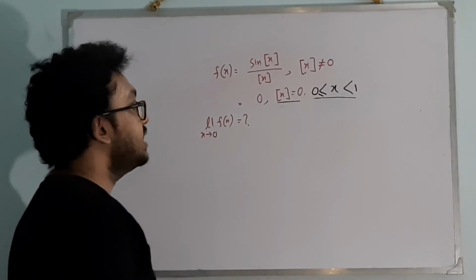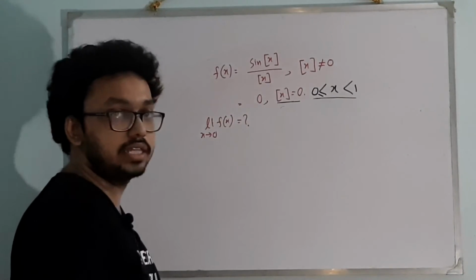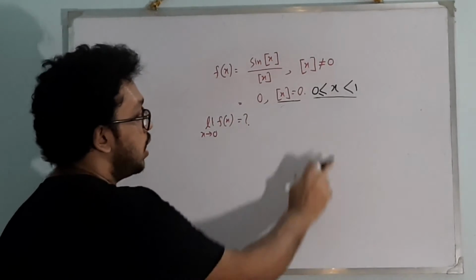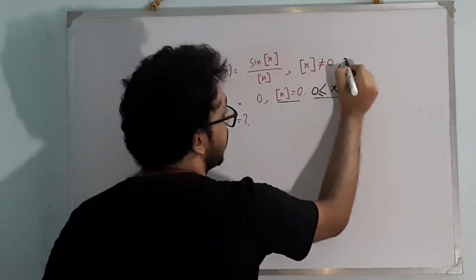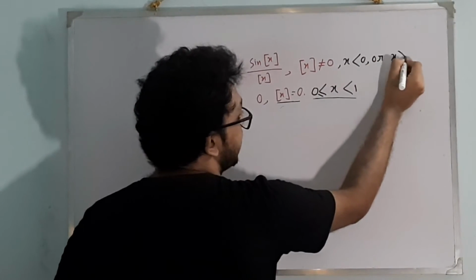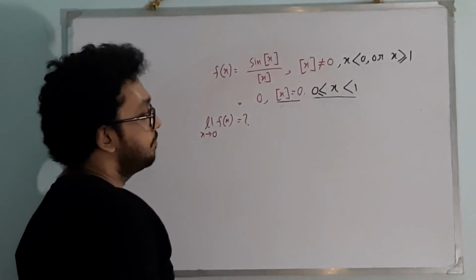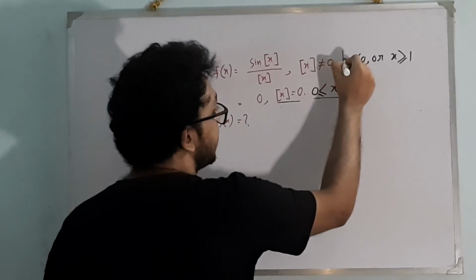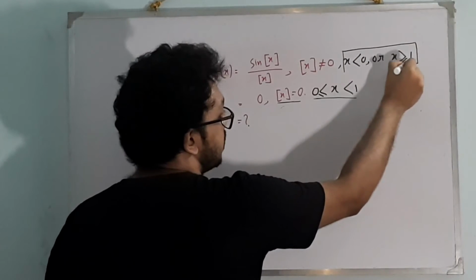So clearly, outside this interval the greatest integer function of x is not equal to 0. So what is the outside of this interval? Nothing but when x is lesser than 0 or when x is greater than or equal to 1, right? So in this interval the greatest integer function of x is not equal to 0.